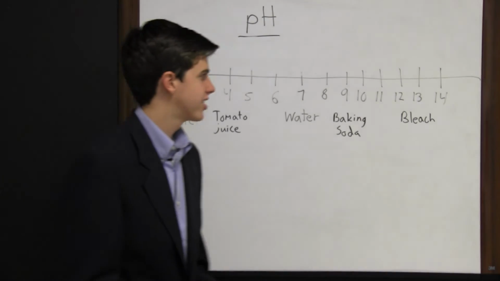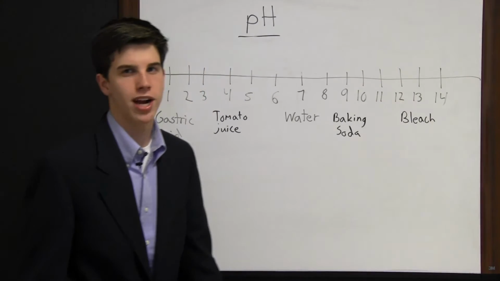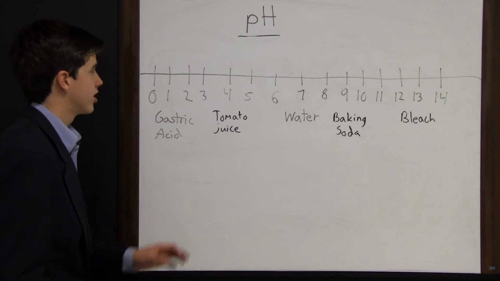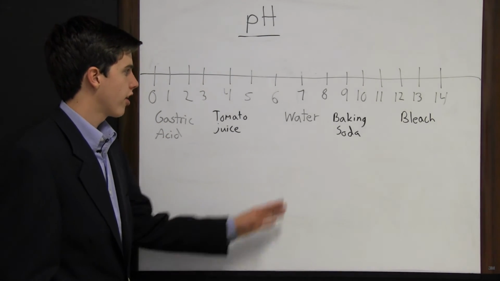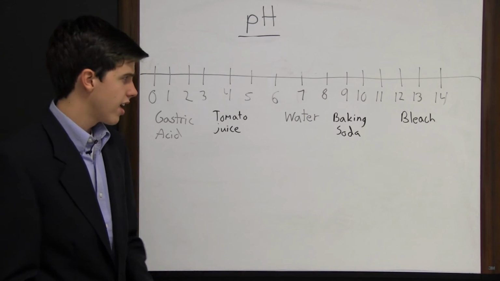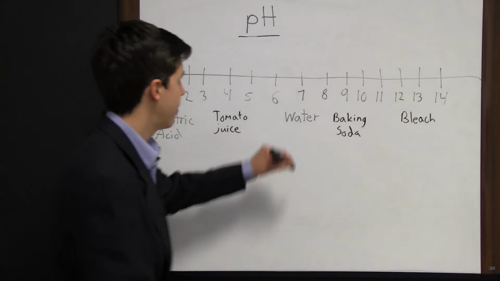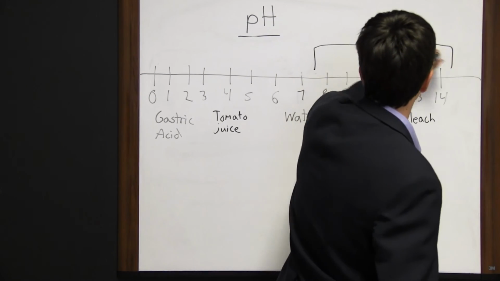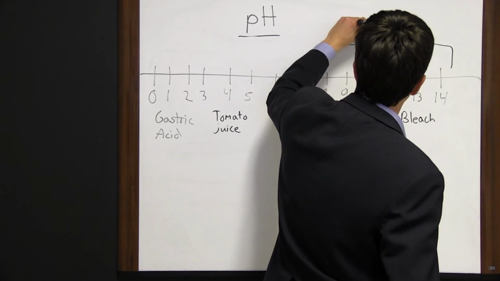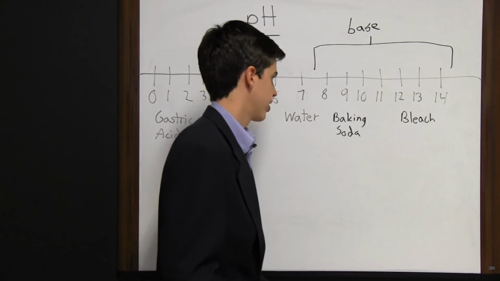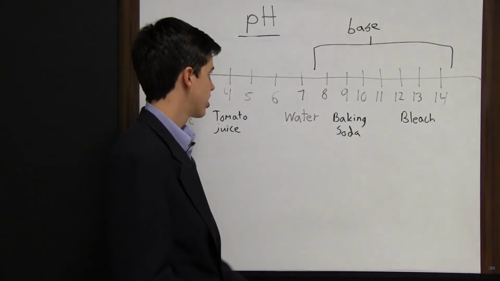Now there are pHs that go higher than 14, but for practical purposes, this is the largest pH scale we need. Water has a pH of 7, and any substance with a pH larger than 7 is considered a base. So everything from 7 over to 14 is considered a base. Common bases that you probably know of are baking soda and bleach.